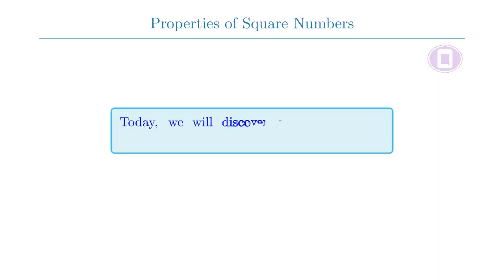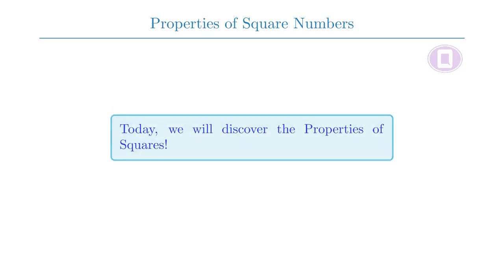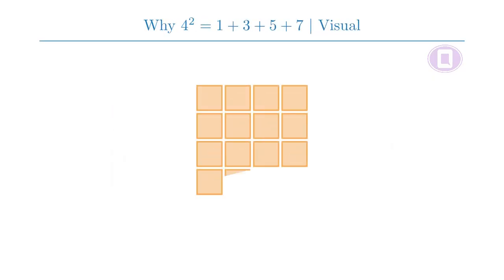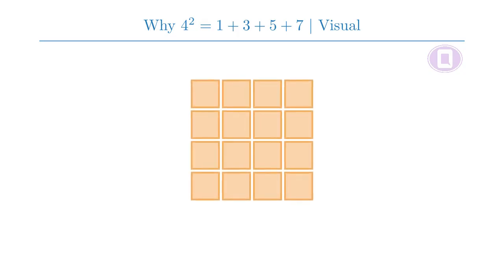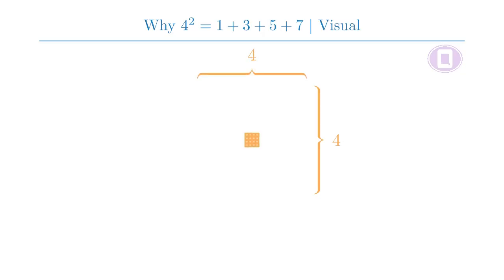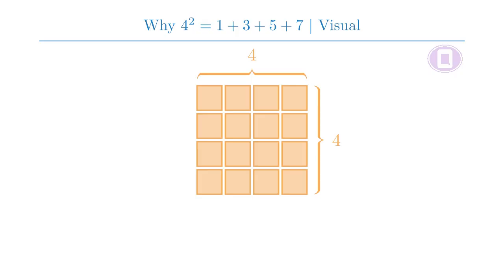Welcome students. Today we will discover the properties of squares. Let us consider a square of 16 unit blocks. Looking closer, we can see that this square is composed of a side length of 4 by 4 units. Therefore, to obtain the total area covered by unit blocks within a square, we simply multiply the side length by itself. In this example, 4 multiplied by 4 gives us 16, and is pronounced as 4 squared.